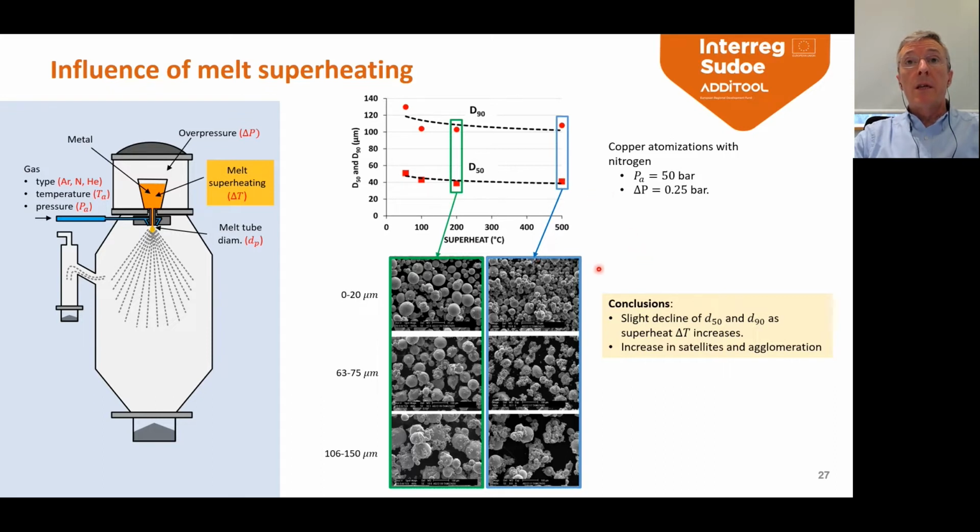And as you can see, you can find differences between the 2 powders. Basically, what you can see on the right-hand side is finer powders, although you also see that there are more agglomerates and satellites. And that is the conclusion, that in the case of copper, you have a slight decline of D50 and D90 as superheat increases, and you also have an increase in satellites and agglomeration.